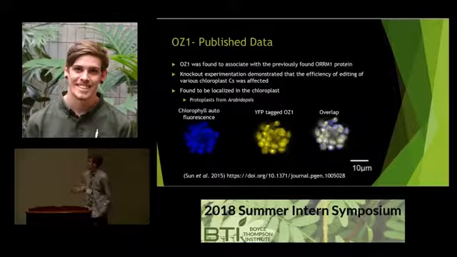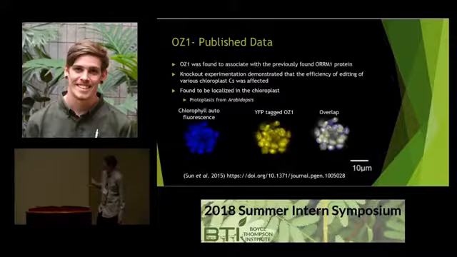These are the chloroplasts. Normally they fluoresce red due to the autofluorescence of chlorophyll B, but for this presentation I decided to show them as blue because I thought that it would ease the viewing process. This is a YFP tagged OZ1 construct. You can see a little bit of punctated interaction. This is where the protein's interacting with the nucleoid. And then here we have an overlap of the two images.